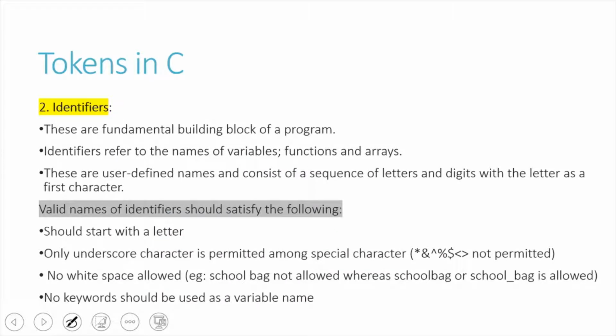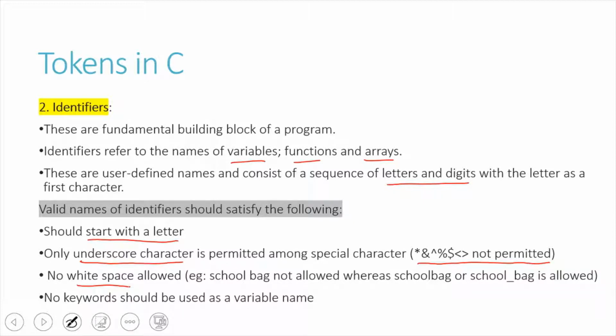The second type of token is called an identifier. An identifier is the basic fundamental building block of a program. It consists of a sequence of letters and digits, and it has to satisfy certain conditions. First of all, it should start with a letter. Then only the underscore character is permitted as a special character. Other special characters are not allowed. Then white spaces are also not allowed.